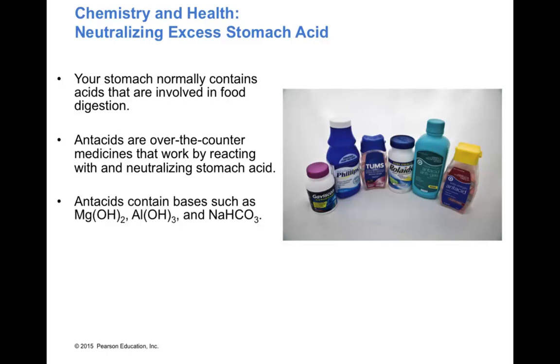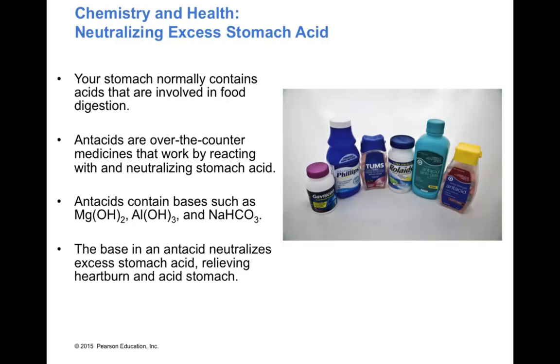Antacids contain bases such as magnesium hydroxide, aluminum hydroxide, or sodium bicarbonate. Those are different types of antacids that will neutralize that acid in your stomach. The base in an antacid neutralizes excess stomach acid, relieving heartburn and acid stomach. Okay, so that's basically that neutralization type of reaction that is occurring even in our body.